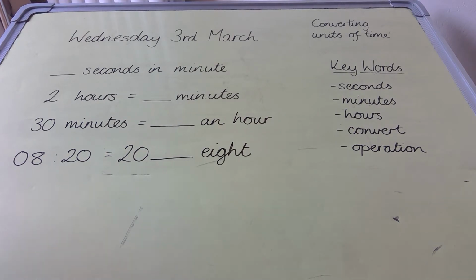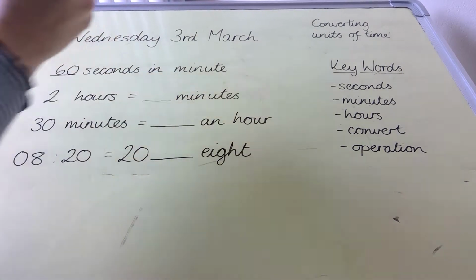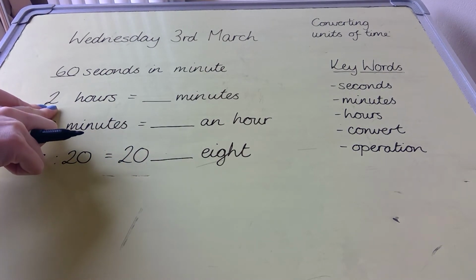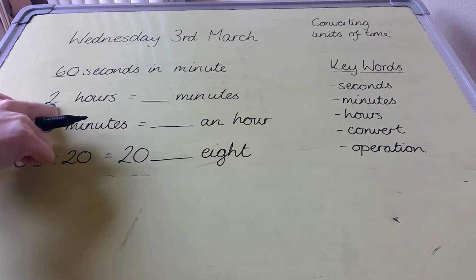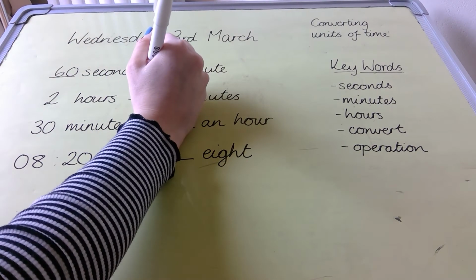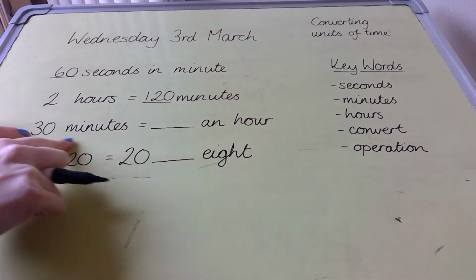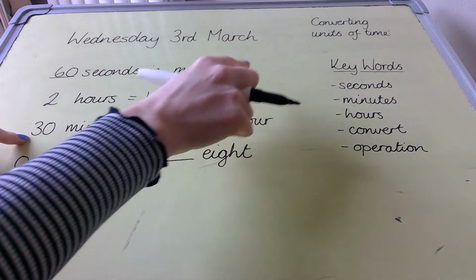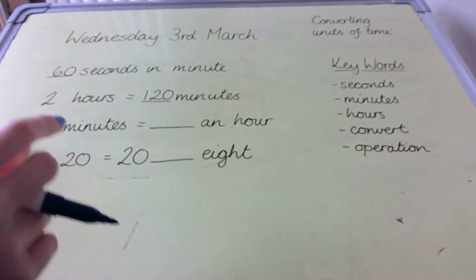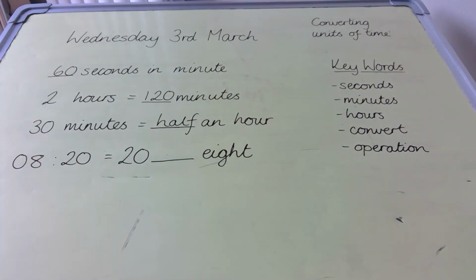Okay, so how many seconds are in a minute? We've got 60 seconds in a minute, and then 2 hours. So if we know that 1 hour is 60 minutes, all we need to do there is multiply 60 by 2. So we're doubling 60, so we've got 120. And then 30 minutes, if we imagine a clock, 30 minutes is halfway around that clock. So 30 minutes is the same as half an hour.